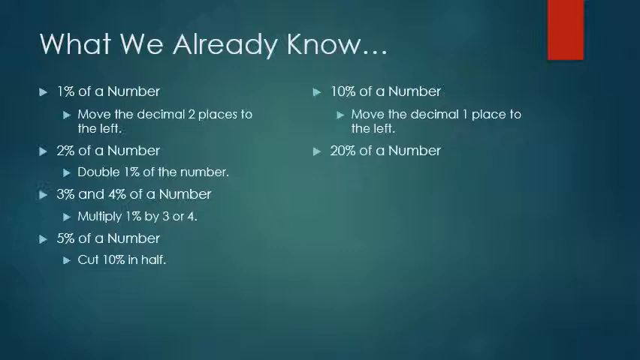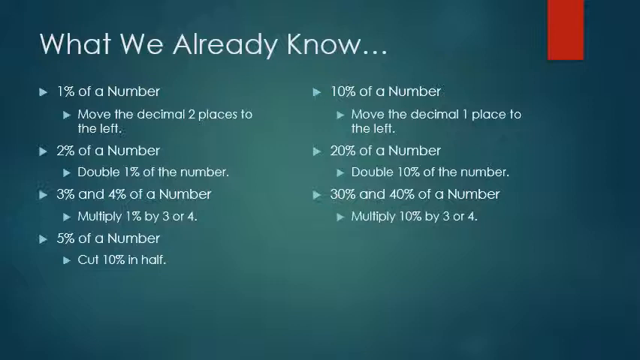To find 20% of the number was similar to finding 2%, where we find 10% of the number and we double it. To find 30 and 40% of a number, we find 10% of that number and multiply it by 3 or 4. And to find 50% of a number, we just cut that number in half. So those were 10 different percentages that we've learned in the last 2 mental math lessons. We're going to use these percentages to help us find a few more.